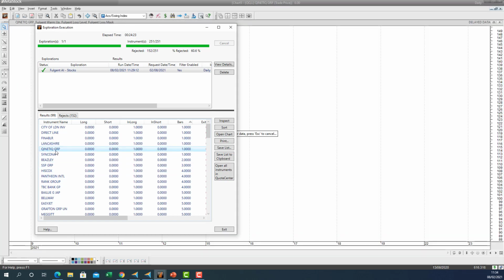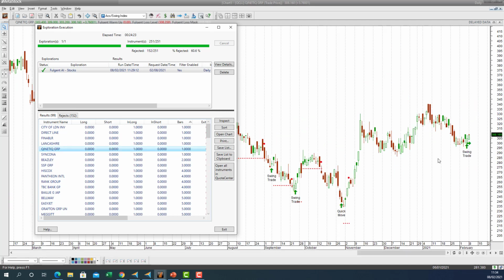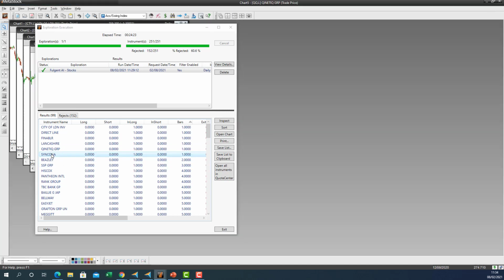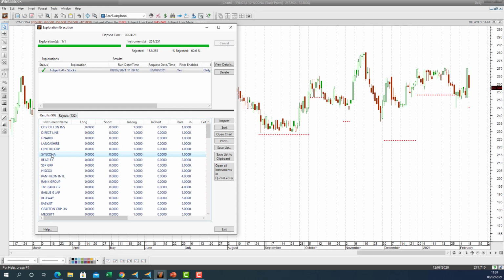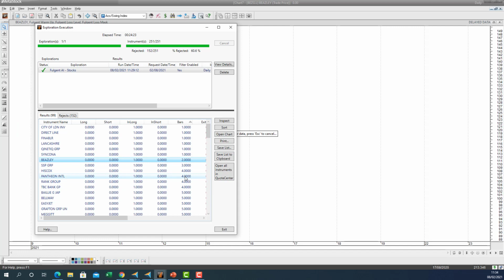Kinetic. There we go. We can see nice little swing trade there. Syncona. There we go, swing trade. So this one goes up, steps move up. Beasley, 2 days into a trade.